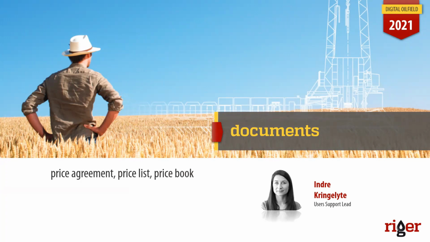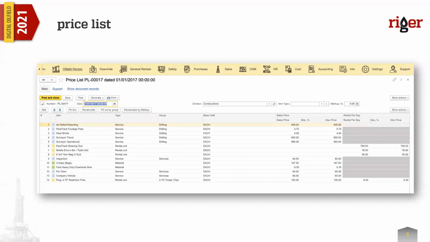So let's move further and dive deeper into the price management module. I would like to introduce you to the main documents which are included in this module. Let's start from the beginning with the price list. The price list is like a general document to store all your prices. So you have a list of all equipment, all parts, goods, and materials, together with all services that you're providing to your clients, and you store all the prices in the price list document.